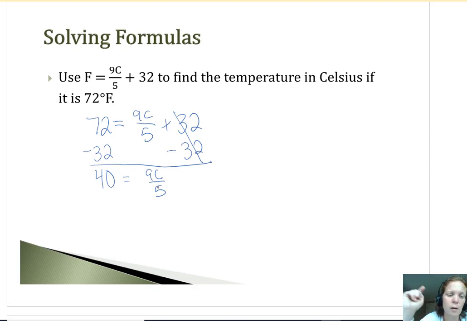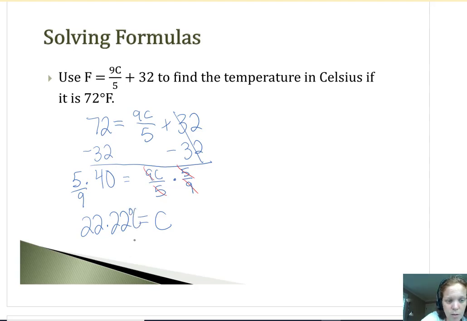Now I could multiply by 5 and divide by 9 or do it in one step, like we talked about in the last problem. Multiply by 5, divide by 9. Then the 9s will cancel, the 5s will cancel, and I just get C equals 5 times 40 divided by 9. Use your fraction button. I think this one's going to be a decimal. 22.22 degrees Celsius. Or if you keep it as a fraction, it'd be 22 2/9. Either way, on the homework, watch the directions for how they want it.